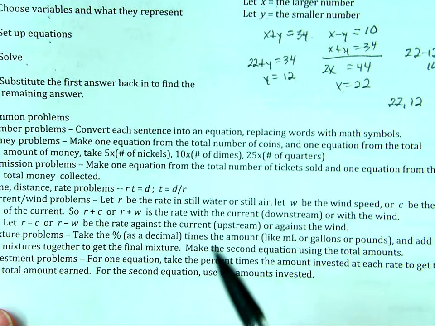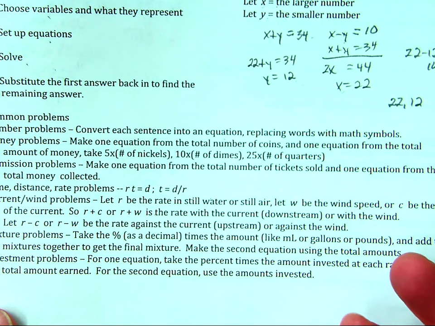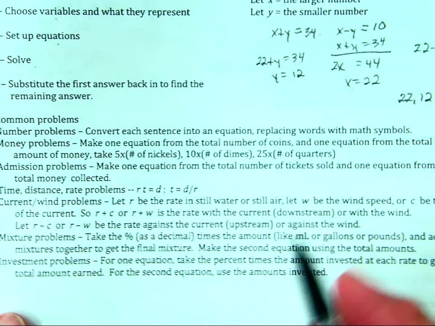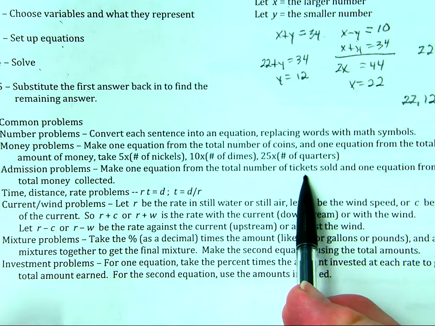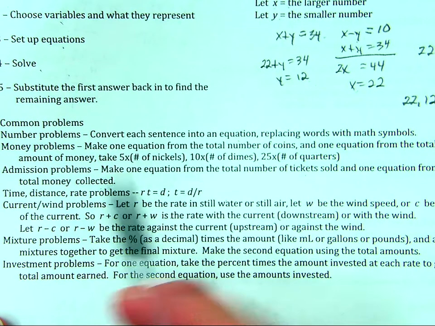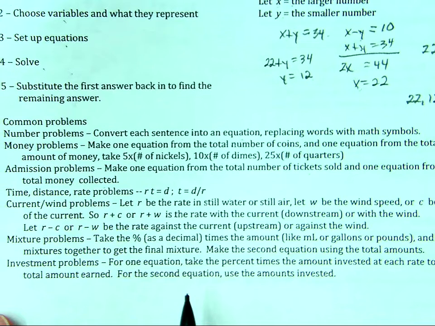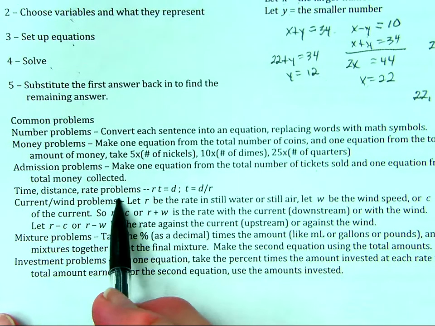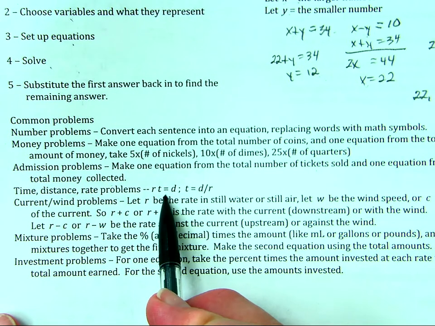So it'll say you have these two types of tickets. How many of each do you sell to make this much money? Well, you make one equation for the total number of tickets sold, and then a second equation for the total amount of money collected. And then solve those. You have time, distance, and rate problems. Hopefully you've seen the equation before: rate times time equals distance. A very, very common equation to use.